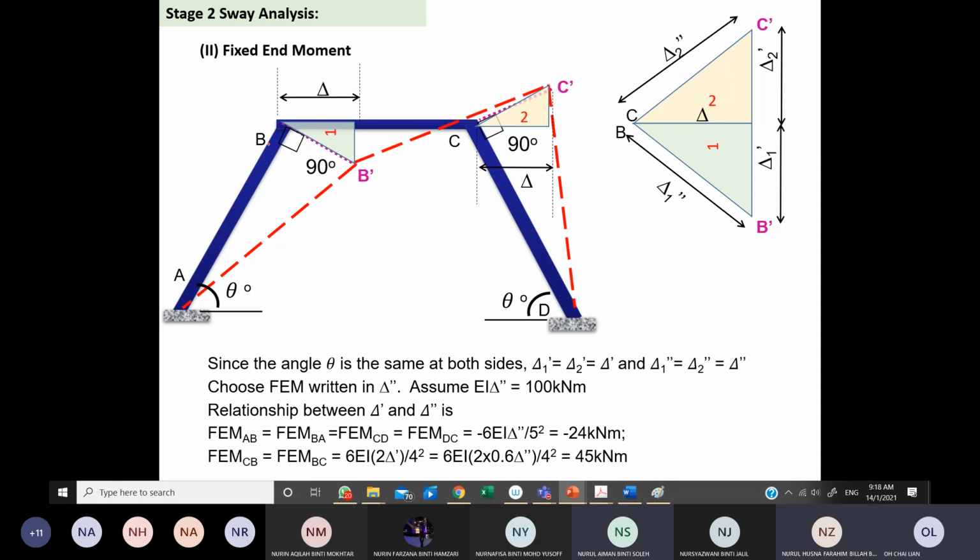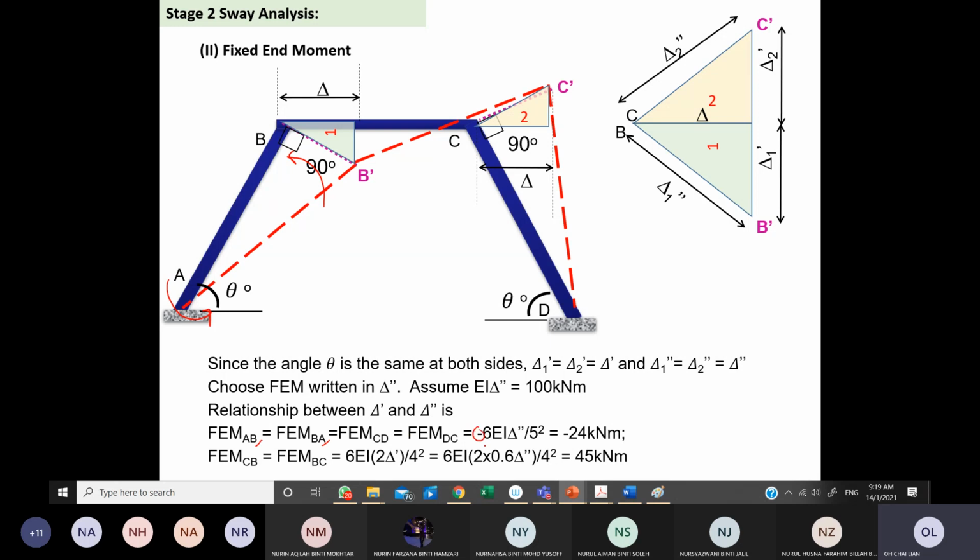Clockwise or counterclockwise? Counterclockwise. Yeah, very good. So now we are going to push this back, right? Okay, so it will be counterclockwise. Similarly, it will happen to the other end. Okay, so fixed moment AB, BA, it must be in the negative.